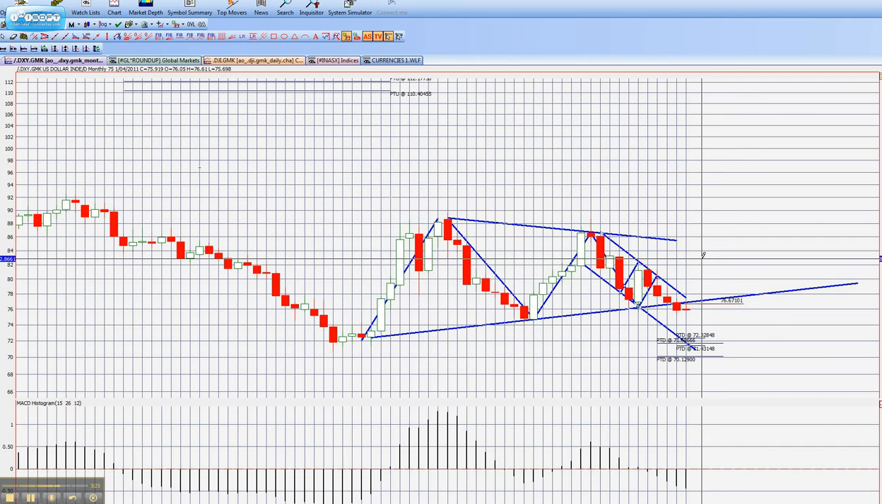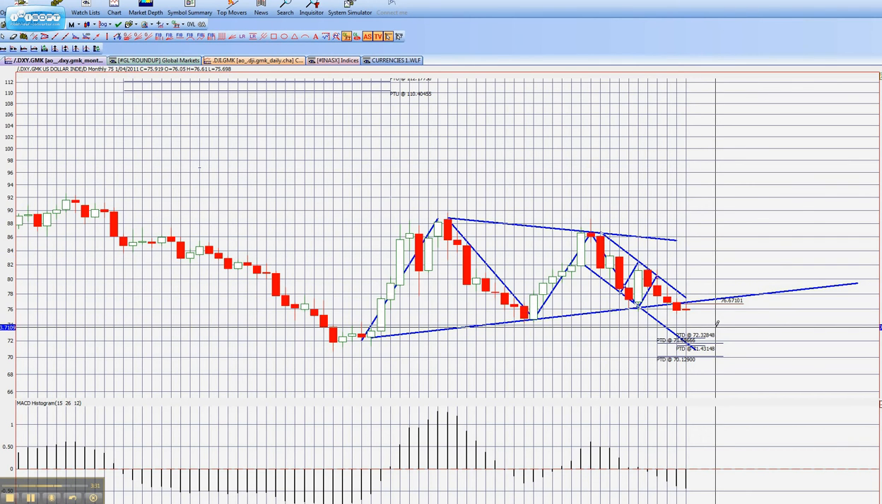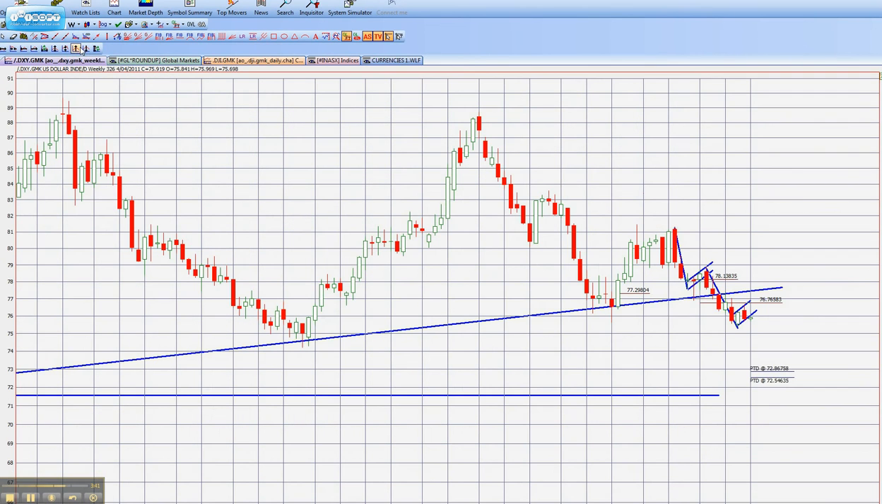Now this is your US dollar. We broke nicely last month onto the downside. Now obviously the target is the 71, 72 level. There's two targets out of that monthly US dollar. Now let's home in on the weekly.